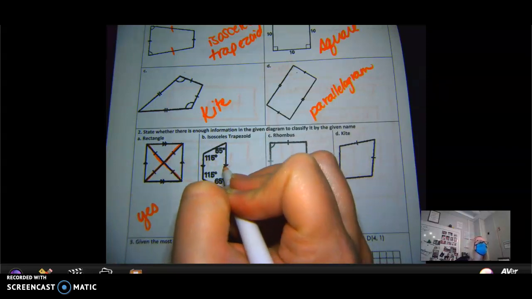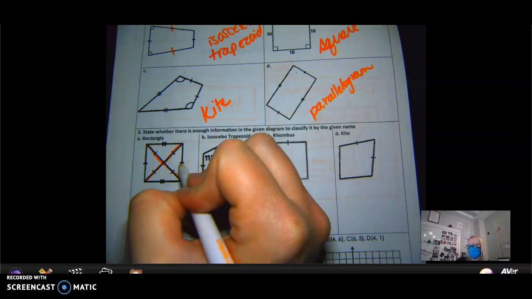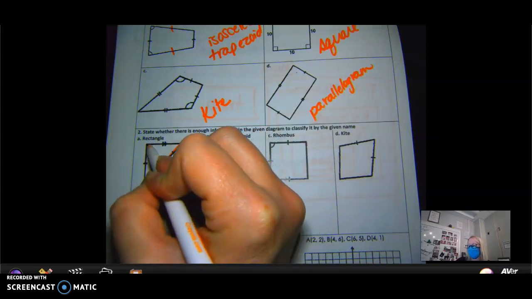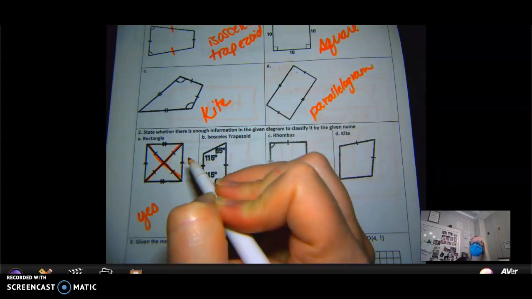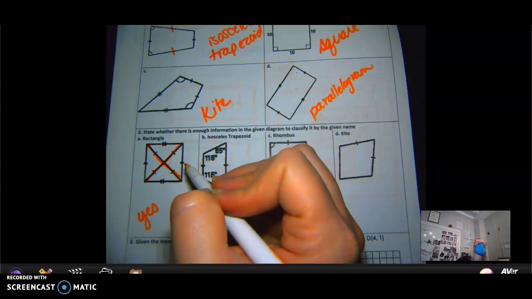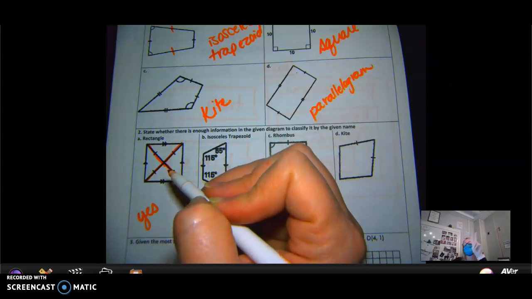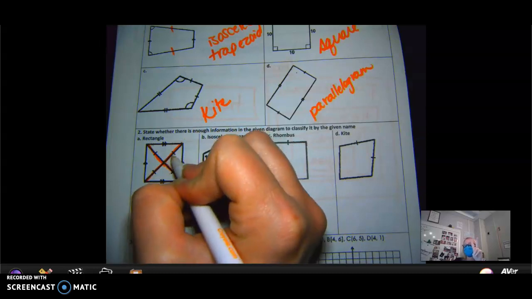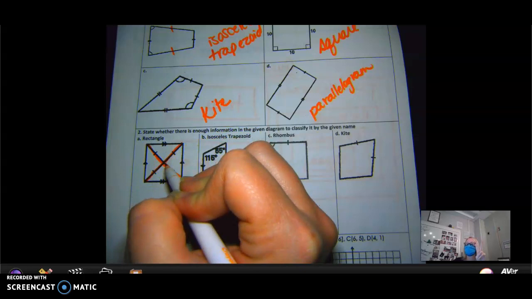Okay. So let me go backwards. I can prove that this is a rectangle because opposite sides are parallel. But more so, this piece is congruent to this piece, which is congruent to this piece. The only two figures that have diagonals that are congruent would be a rectangle and a square. Okay? And on a rectangle and square, they also bisect each other. So those are the only two figures that would have all four of these pieces congruent.